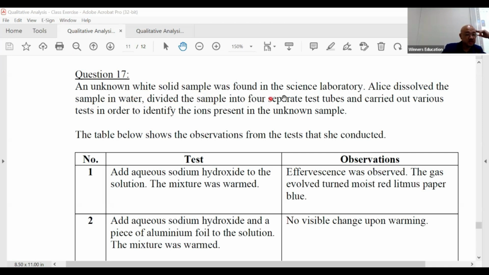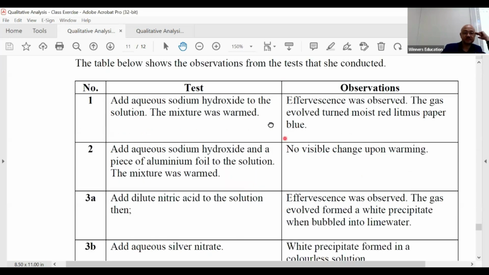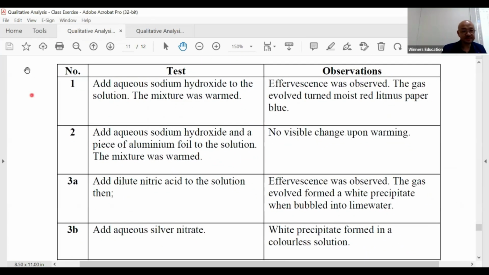After that, I divide the sample into 4 separate test tubes, 1, 2, 3, 4 on the test tube rack. Okay, because the instruction asks you to do so. And carry out various tests in order to identify the ion present in the unknown sample. Make sense? And here we go. So what can you tell me? Number 1.